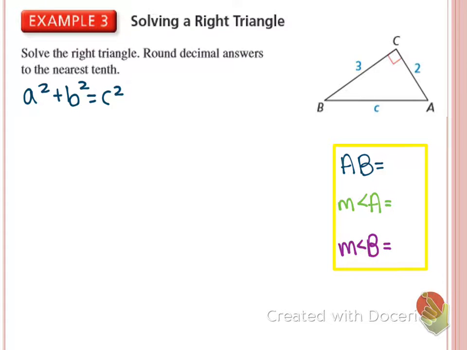A squared plus b squared equals c squared. And we're going to find c. C is the hypotenuse, so I'm just going to keep calling it c. So a and b would be 3 squared and 2 squared. What is 3 squared plus 2 squared? 13.